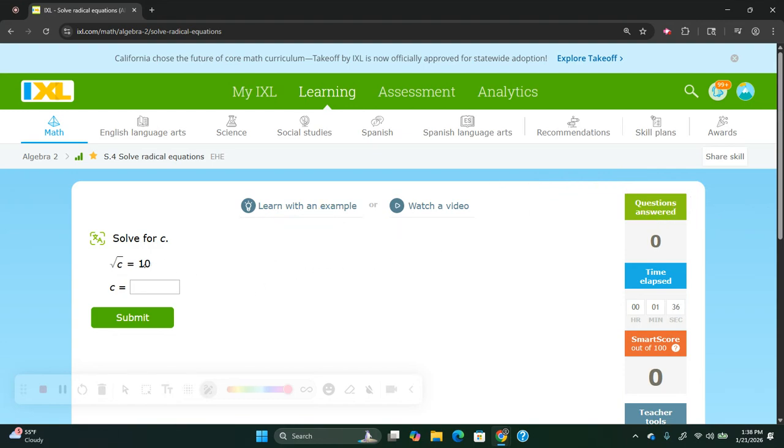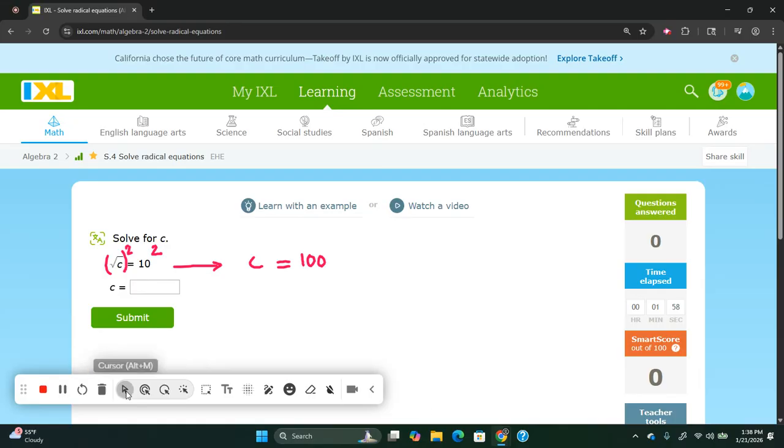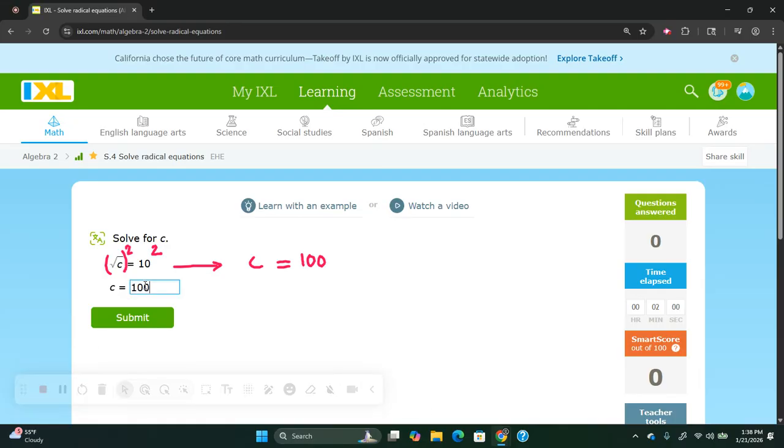Let's do it one more time. You should power 2 right here. Make sure you power 2 on both sides. Okay? So you can see the left side comes out C, and the right side is 10 power 2, which is 100. So the answer is 100. Okay, so here we go, 100.